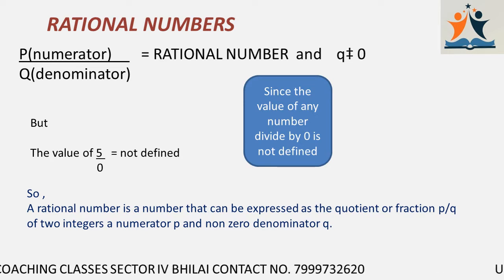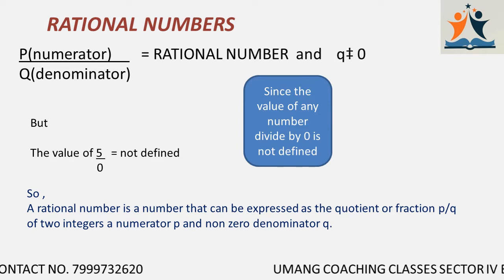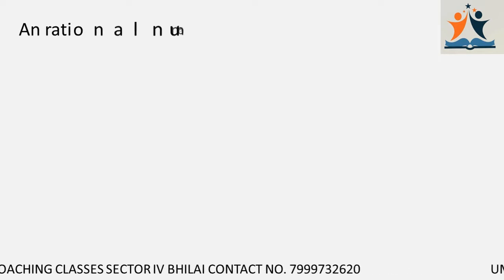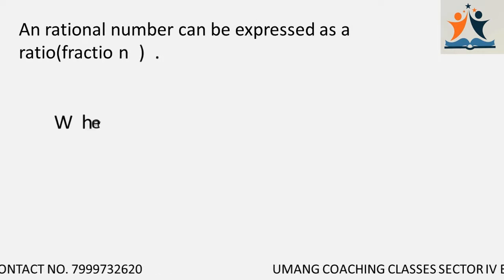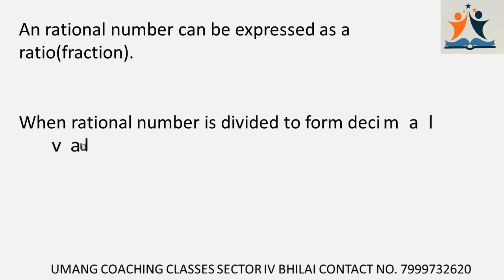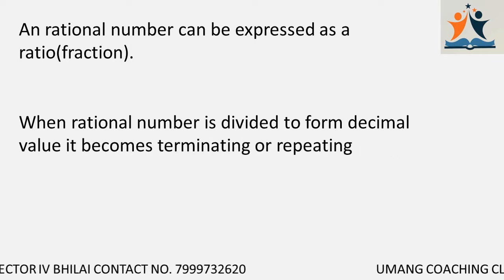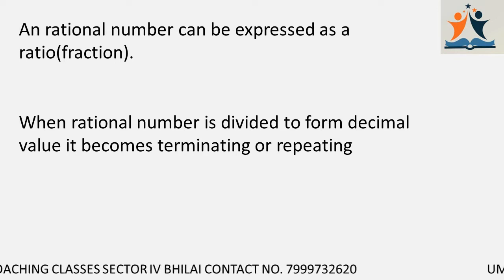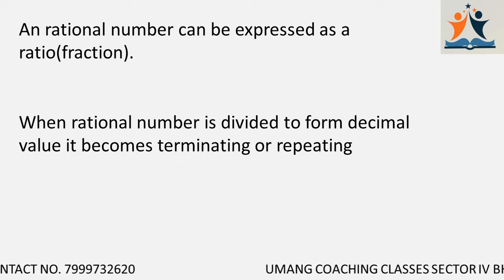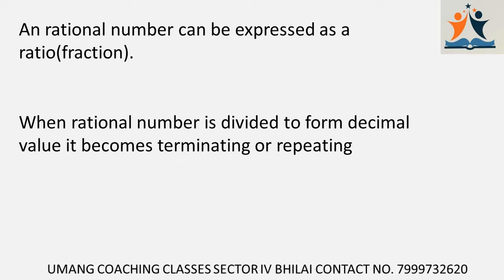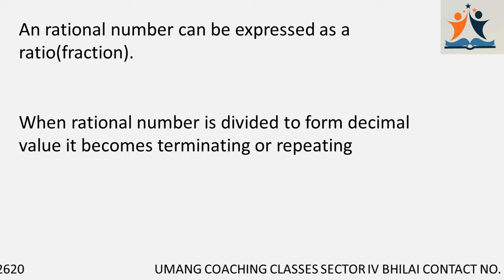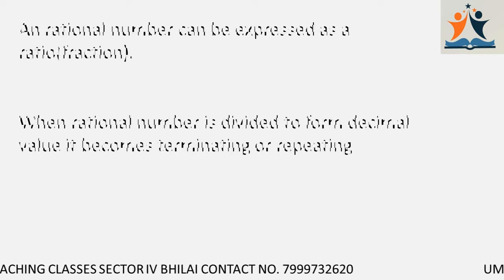Now let's see, when we divide a rational number p by q, we get two types of rational numbers. One will be terminating and one will be non-terminating. A rational number is expressed as a fraction, as a ratio. When we divide the rational number, we get two types, terminating or repeating rational numbers. Now we'll understand what terminating and what repeating rational numbers are.